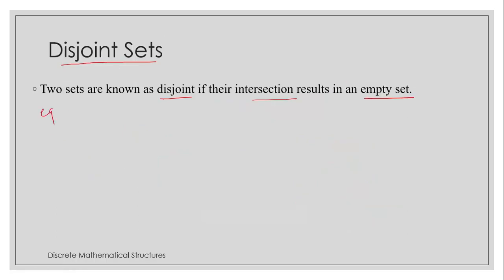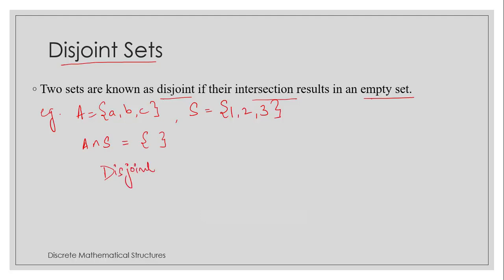If we take another example where A is the same, containing elements A, B, C, and we have another set S containing elements 1, 2, 3. Now A intersection S is empty. So we can say that these are disjoint sets.